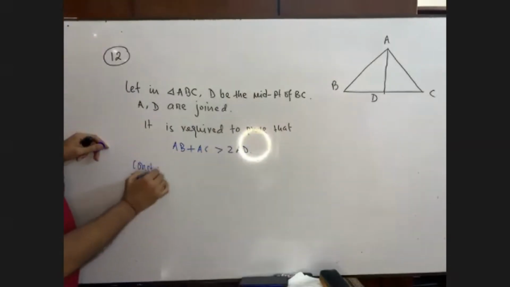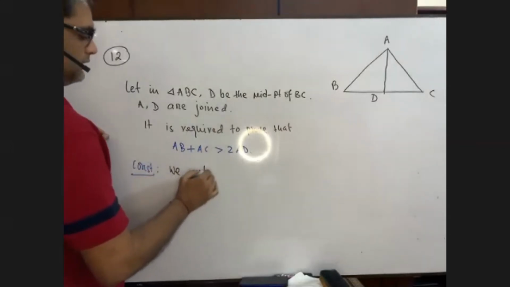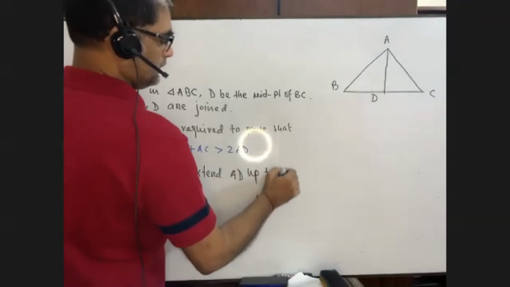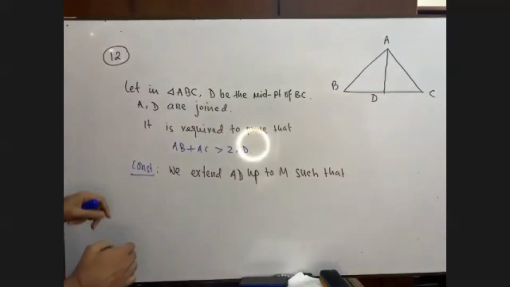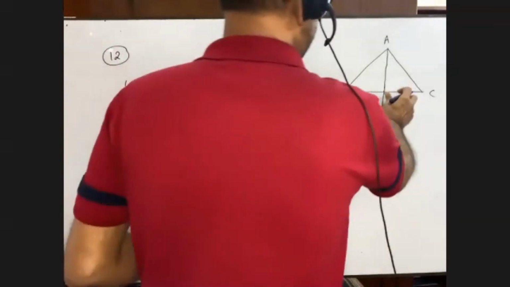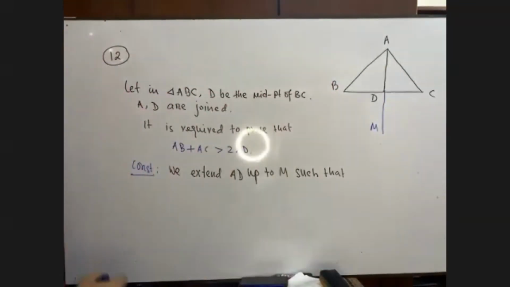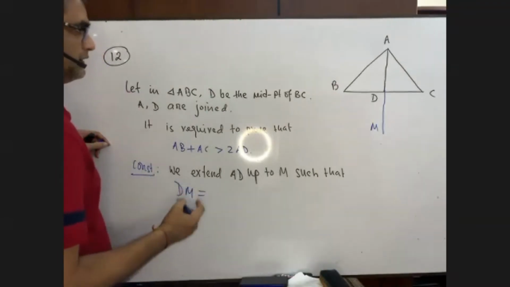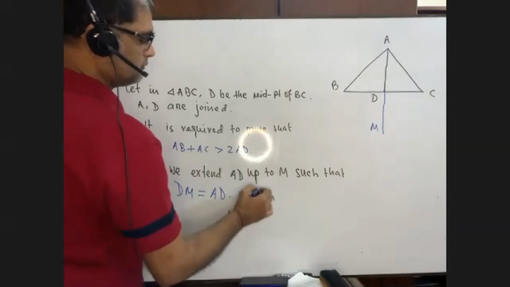Construction. We extend AD up to M. That means suppose it is M. We have to extend AD up to M. Condition provided: DM is equal to AD. We join C, M.